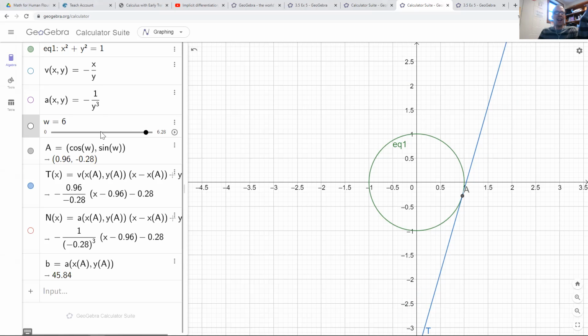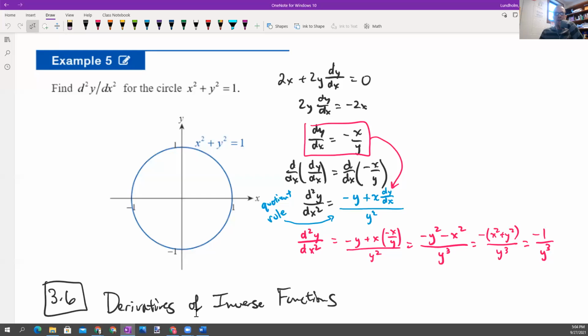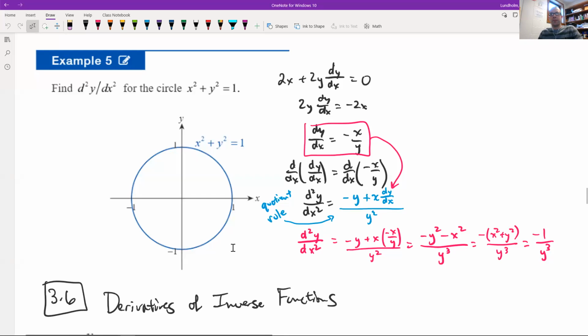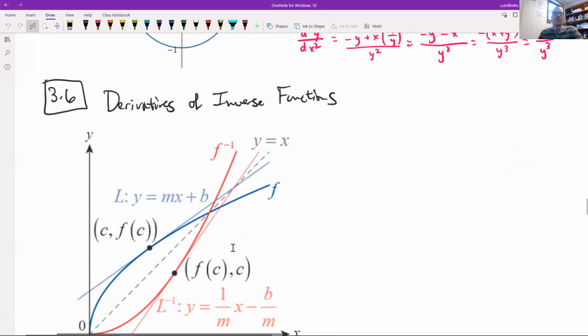Okay, so what we figured out makes some sense. We were able to make a nice tangent line with this, and then think about how the slope of the tangent line is changing as you move around the circle. All right, let's go back here and jump into section 3.6.